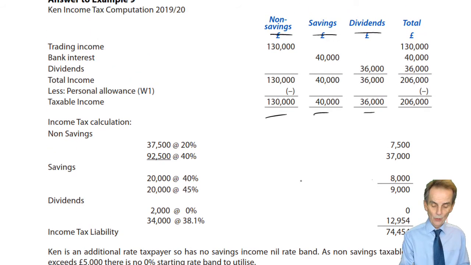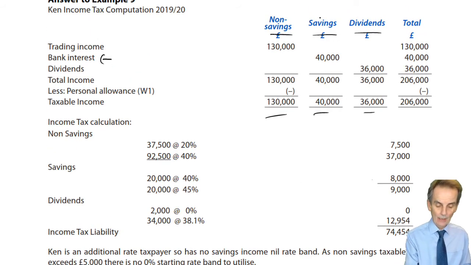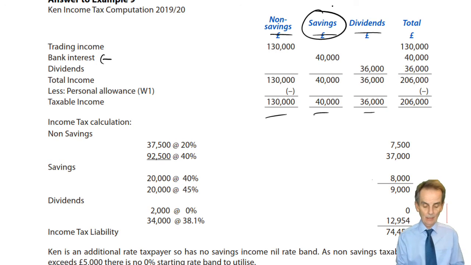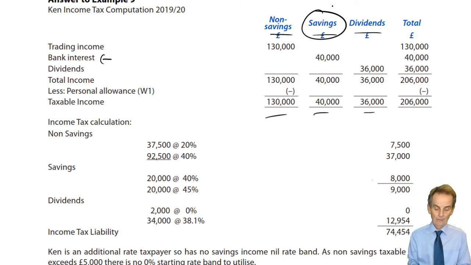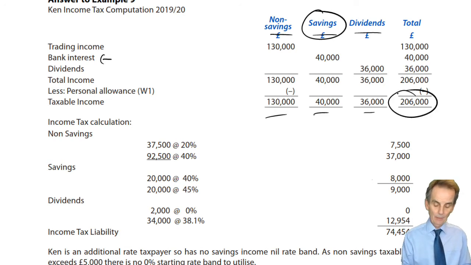£206,000. We do have bank interest, so as we know, we have savings income. And what does this mean? When we go to that level of income, taxable income of 206, we're an additional rate taxpayer. As an additional rate taxpayer, there is no savings income nil rate band.